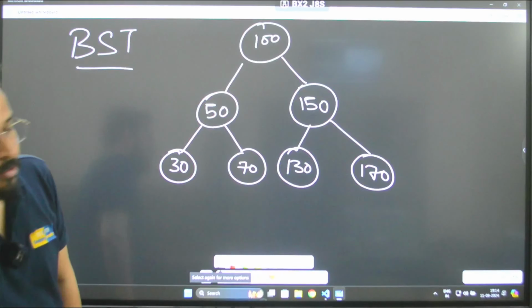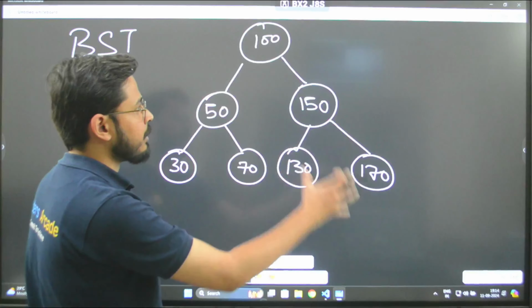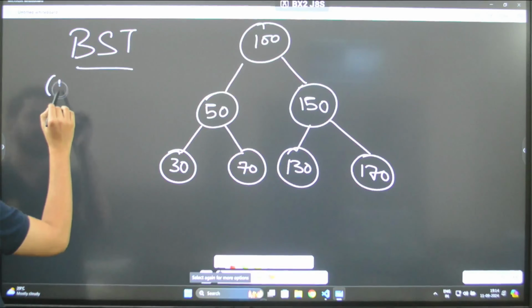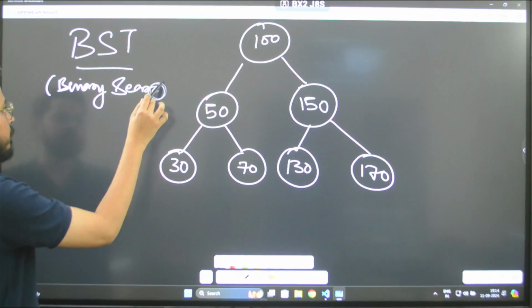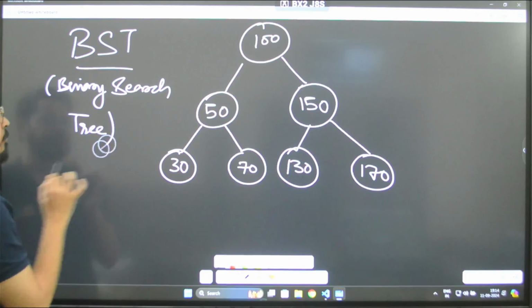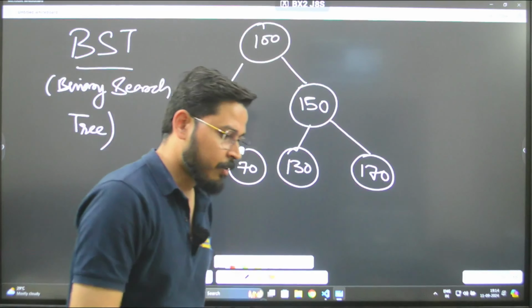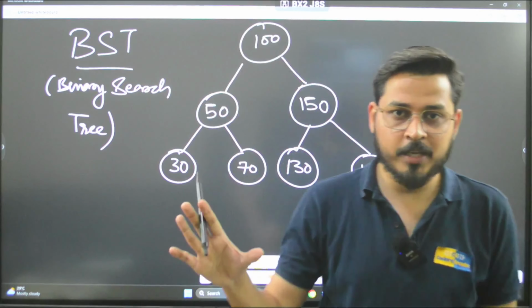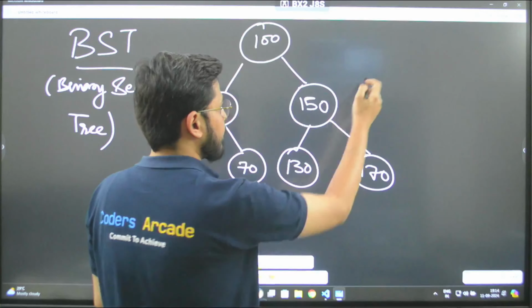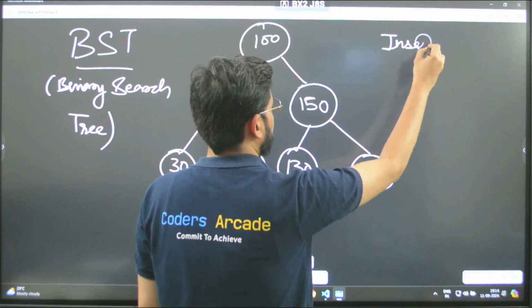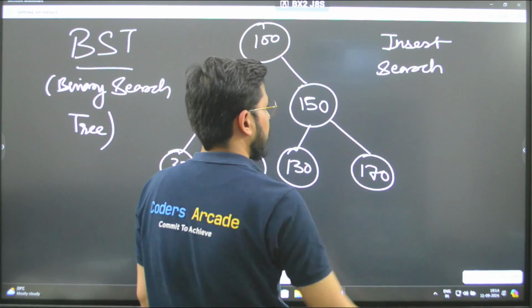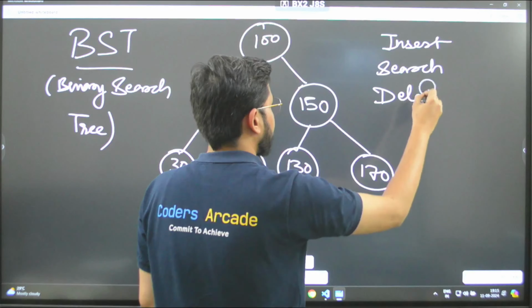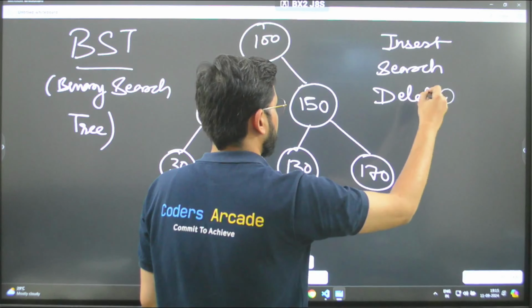Okay, so we have this as a binary search tree, BST. Binary search tree. Okay, BST. We have understood the concept of BST, and till now we have done three things. That is, insertion is done, then we have done the search function also, and also we have done the delete function also. Three things are done.